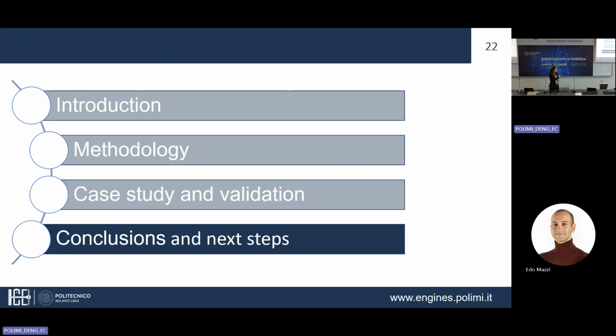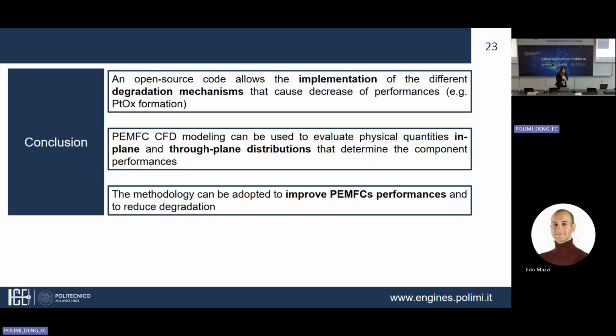So coming to the conclusion of this presentation, we have seen that using a CFD methodology, but with an open source code, we are able to implement different degradation mechanisms, and it could be very useful in order to properly predict the performances of a PEM fuel cell. We are able not only to compute the overall performances of the polarization curve, but of course the through-plane and in-plane distribution that could be very interesting if you want to optimize the component, and so in the end try to improve the performances of the component.